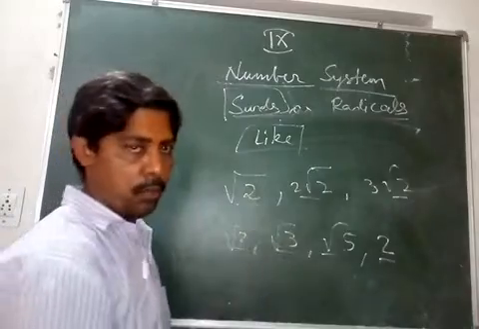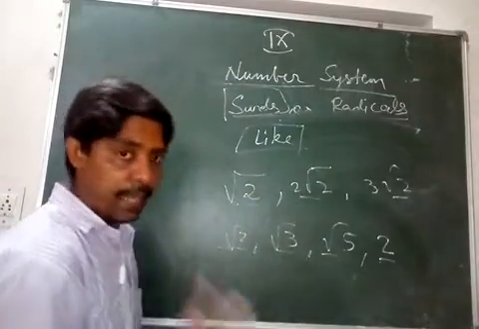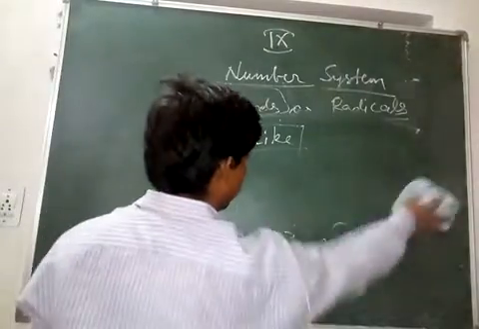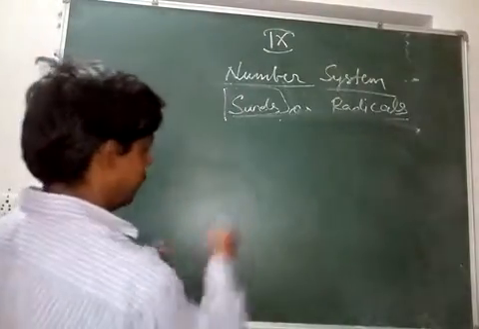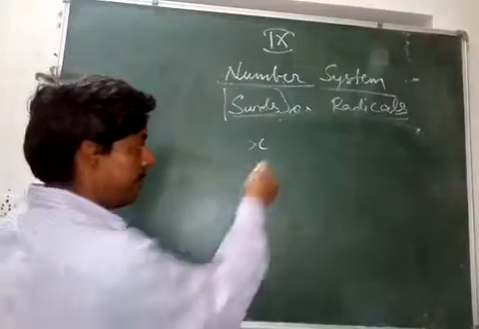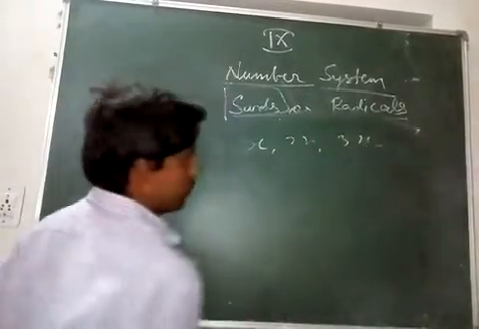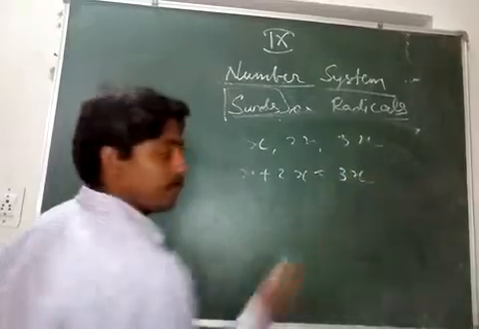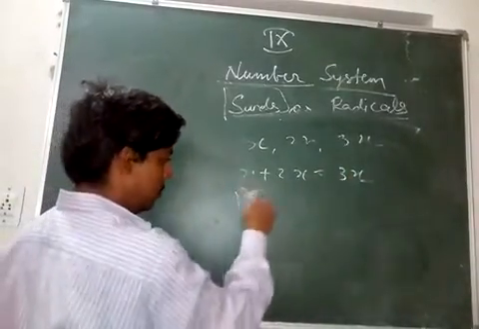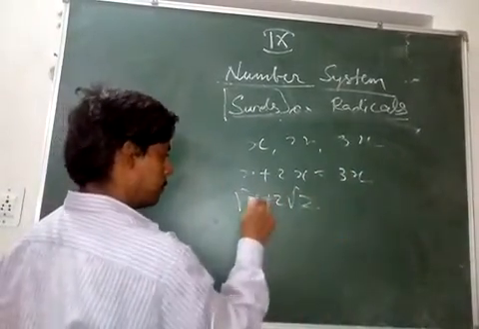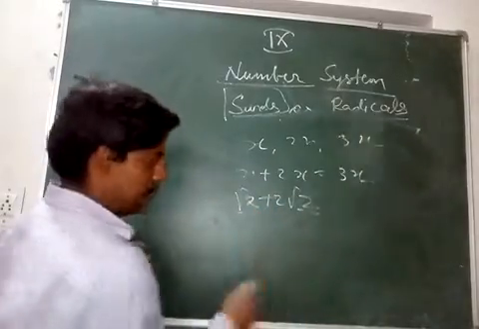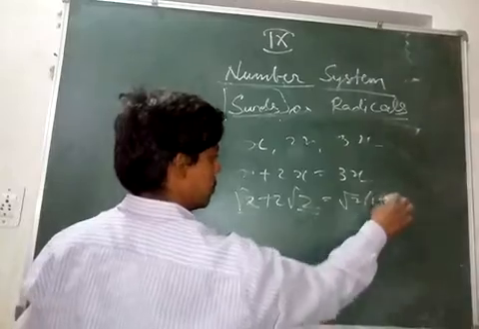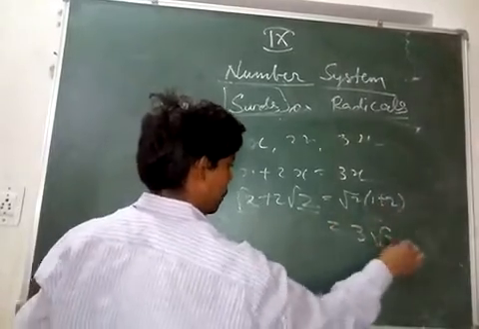Now the most important rule, just like algebra: like terms can be added, but unlike terms cannot be added or subtracted. Just like terms we have x, 2x, 3x, remember? You can add them: x plus 2x, all of you know, is equal to 3x. Similarly, suppose it is root 2 plus 2 root 2. Root 2 is taken as x here. So we can take root 2 common: 1 plus 2 is 3. So this is 3 root 2.